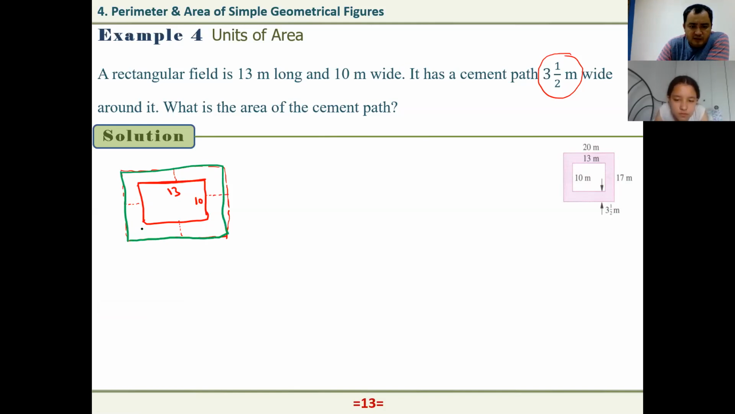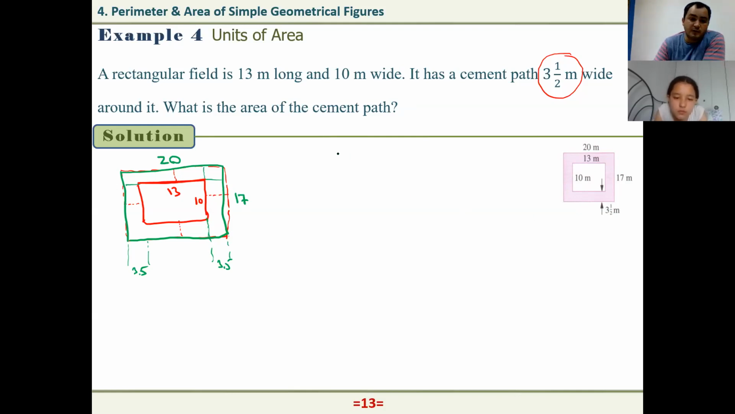How do you find this? Shahina, this width is 3.5, right? And also this width is 3.5. So what is 3.5 plus 3.5? It is 7, right? So this one is 13. 13 plus 3.5 plus 3.5, that is 20. That's why the length of the green part is 20. In a similar way, this one is 10 plus 3.5 plus 3.5, that is 10 plus 7. So the width of this green rectangle is how much? It is 17. That's why we need to draw this figure.